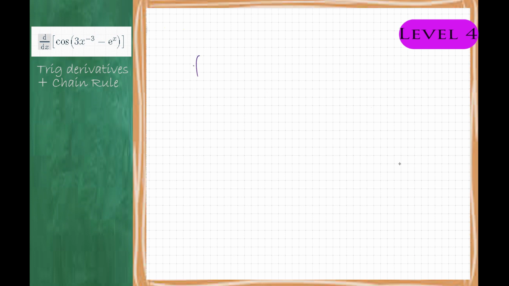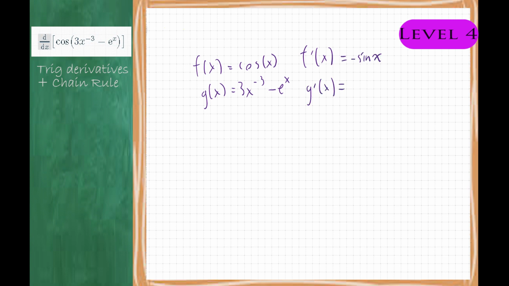Now we're stepping into level 4 territory, where we have the chain rule with some trig derivatives. So let's define our two functions, our f of x and our g of x. And 3x to the minus 3 minus e to the x, and then we'll define our f prime and g prime functions. This will be negative sine x, and g prime of x will equal negative 9x to the minus 4th minus e to the x.